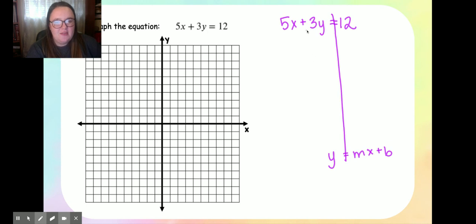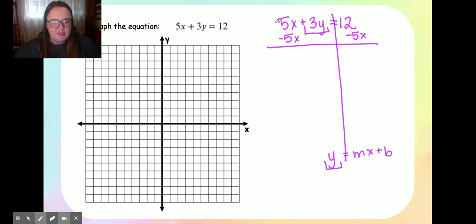So I'm going to leave this y on this side for now, right? Because I want the y there. I want to get rid of the 5x. So it's a positive 5x. How do you zero out a positive 5x? We do the inverse, the opposite. We're gonna subtract 5x on both sides, right? That's the key, golden rule, both sides to zero it out.